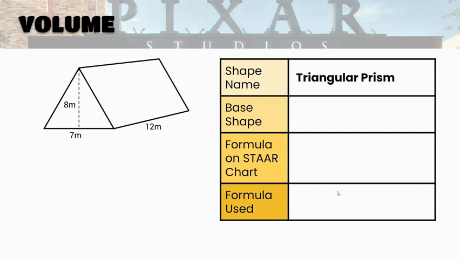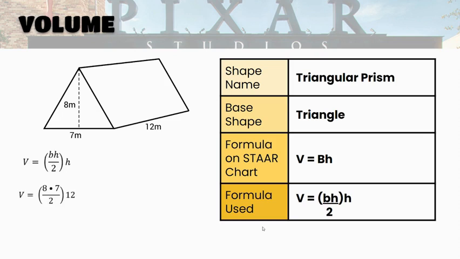So here, the first thing you're going to do is you have to identify what shape this is. Well, this is a triangular prism, and if it's a triangular prism, the base shape is a triangle, right? It goes with the name. Triangular prism, base shape is a triangle. Okay, the formula on the star chart is V is equal to big BH because it's a prism, but I know that the base is a triangle, so I'm actually going to replace big B with the little base, as in the base of the triangle, times the height of the triangle divided by 2, because that's the area formula for a triangle. So I'm going to go ahead and plug in here.